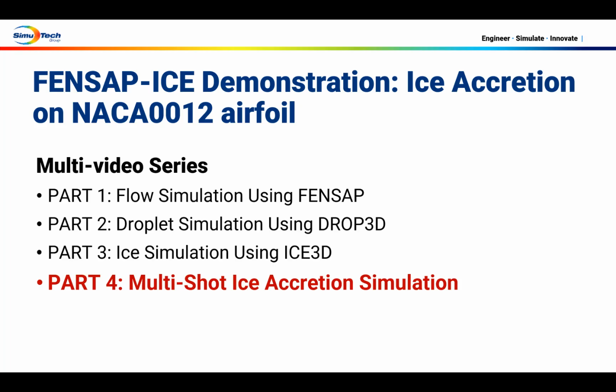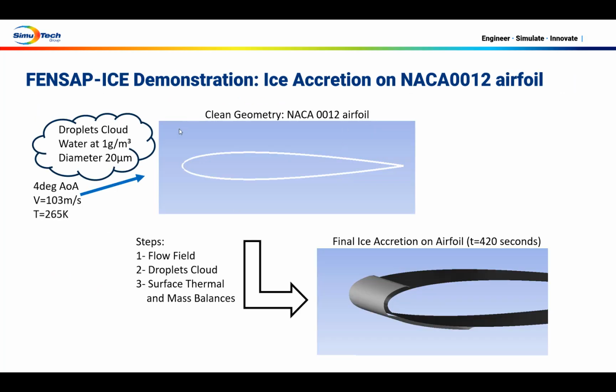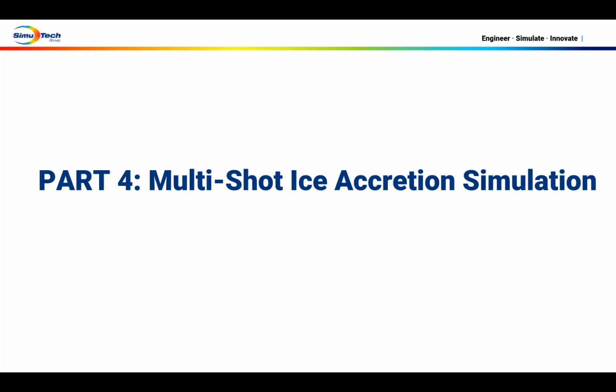This video is the fourth part of a multi-video series on the modeling of ice accretion on an airfoil using FENSAP-ICE. The geometry used will be an ACA 0012 airfoil. The parameters can be seen on the left, and the steps followed will be first to model the flow field, then the droplets cloud, and then the surface thermal and mass balances to get that final ice shape. Part 4 will show how to model ice accretion as a multi-shot simulation.